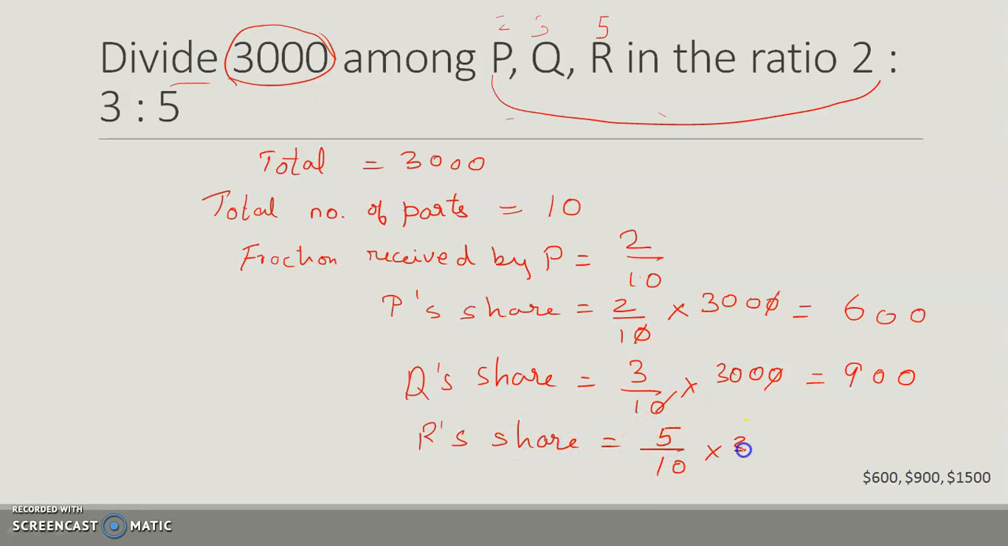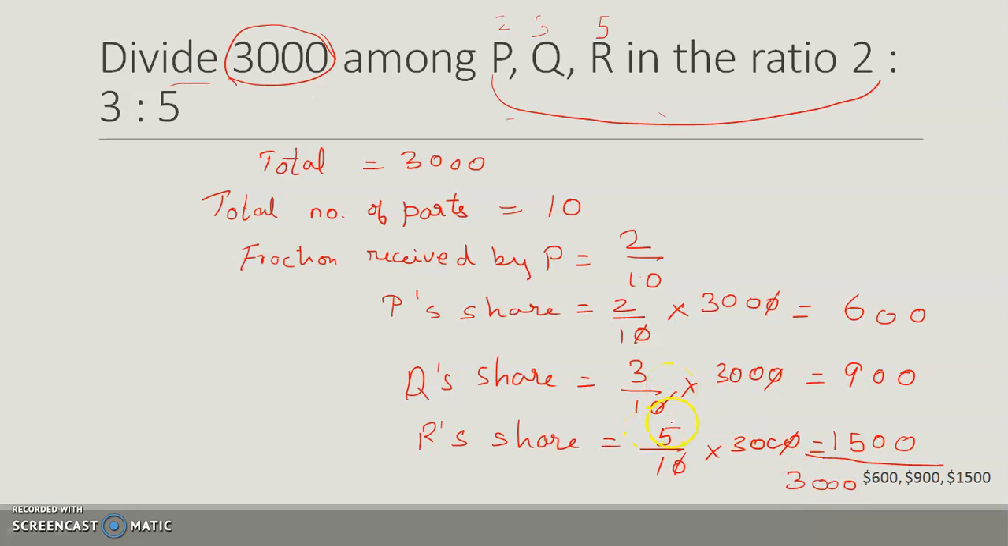5/10 into 3000. If I cancel these two, I will get 5 3s are 15. Okay, 600, 900, 1500. These are the shares got by P, Q and R. Now to check whether I am right, if I add up all these, what will I get? I will get 3000. That is there in the question.